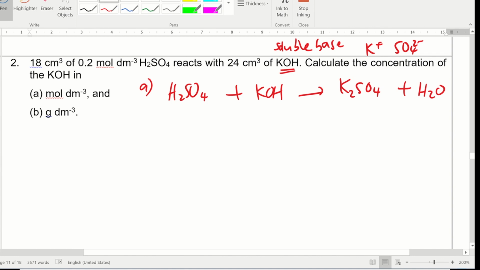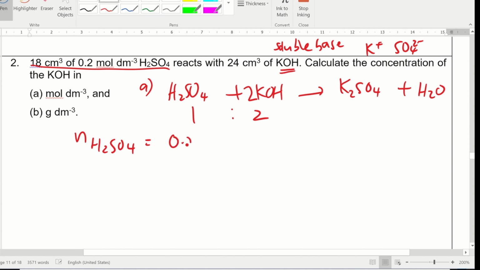I have 2 potassium here, so I must multiply this. Okay, so the mole ratio is 1 to 2. So part A, you are given this. You know the concentration of my H2SO4, so I need to find out the number of moles of my H2SO4.